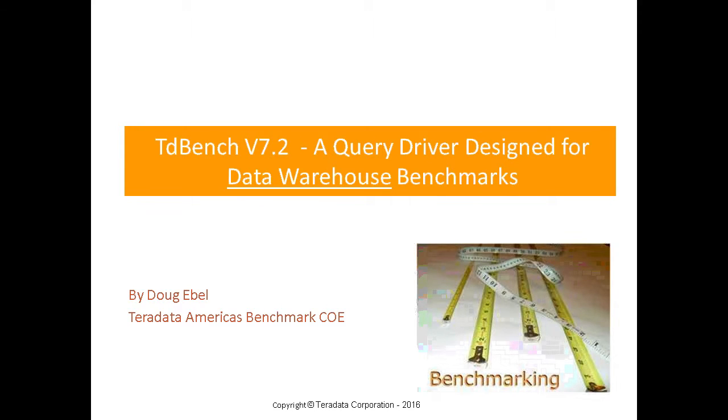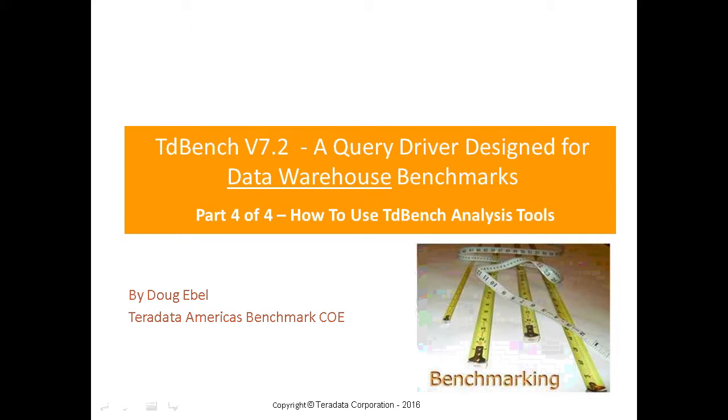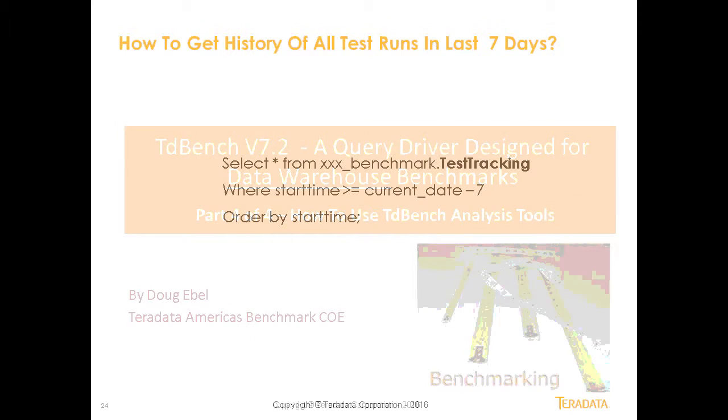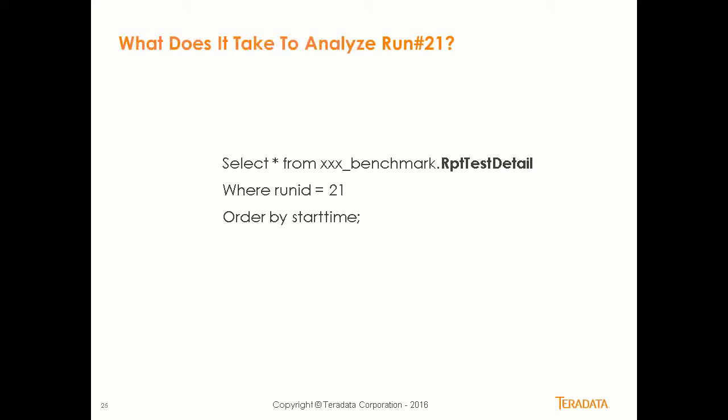This is the last of 4 videos on TdBench version 7.2, which describes how to do analysis with TdBench. So how do you find out the information about prior runs? Just select from the test tracking table by time period, by run ID range, or by the keywords you place into the name, title, or notes. To get information about a particular run, just use that run ID as a constraint against the reporting view.